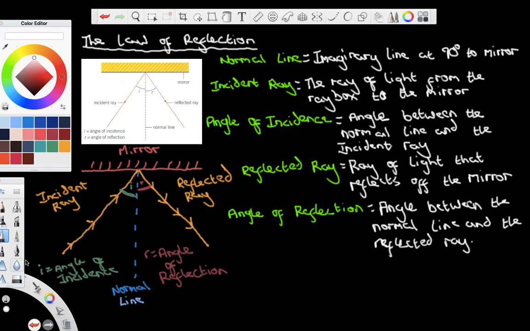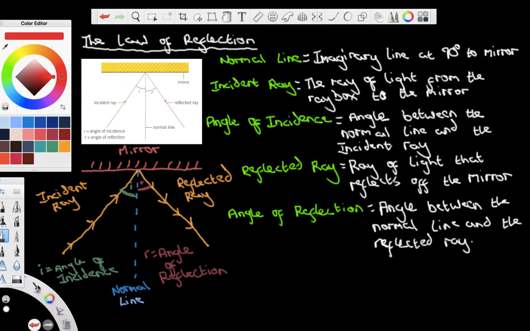So we've got the incident ray, which is the ray of light from the ray box. We've got the angle of incidence, which is the angle between the incident ray and the normal line. We've got the reflected ray, which is the ray of light that reflects off the mirror. And we've got the angle of reflection, that is the angle between the reflected ray and the normal line. So we're shining light on a mirror and it's bouncing off. The important thing is that the angle of incidence, so the angle between the normal line and the incident ray, will always be the same as the angle of reflection.